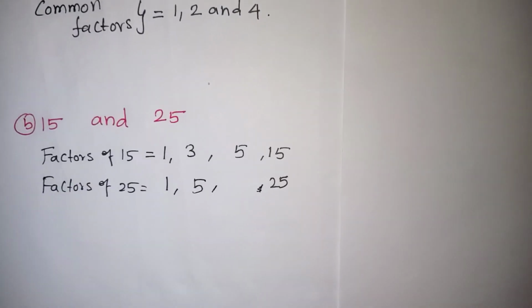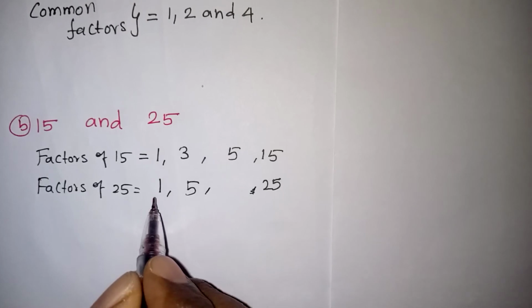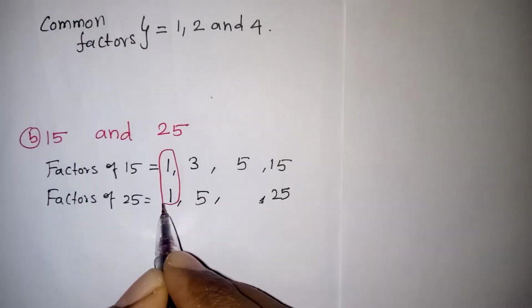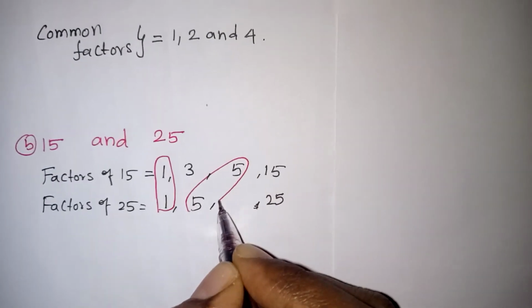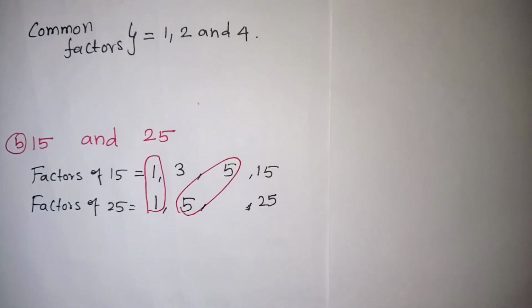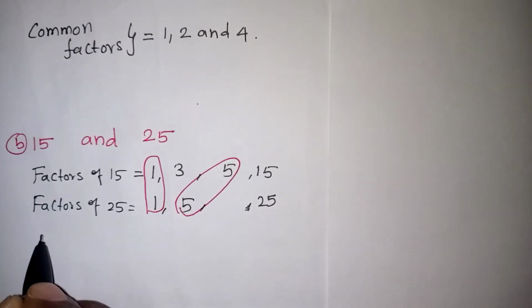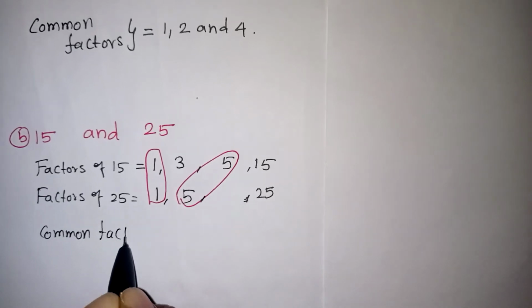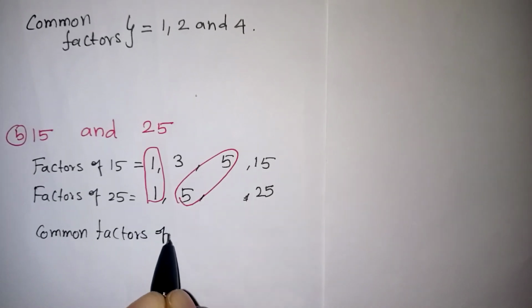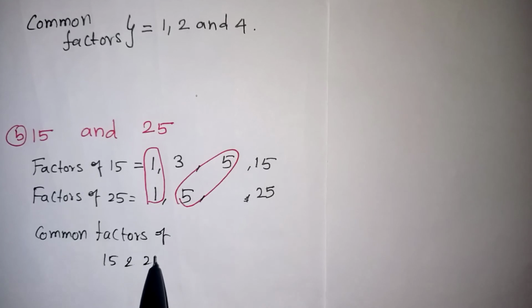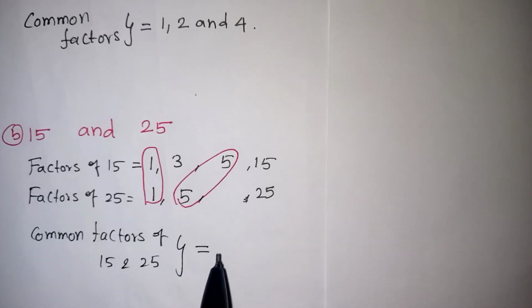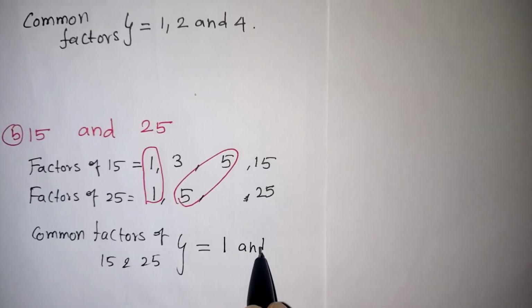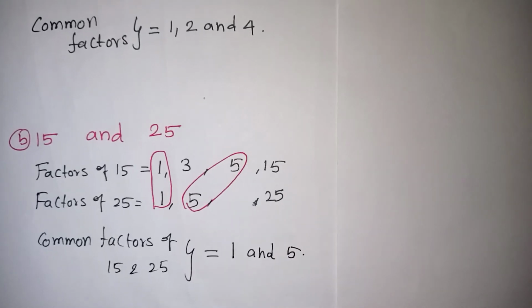Now we need to write the common factors. Here we have the common 1 and the common 5. So that's all your common factors. The common factors of 15 and 25 are 1 and 5. So that is your correct answer, children.